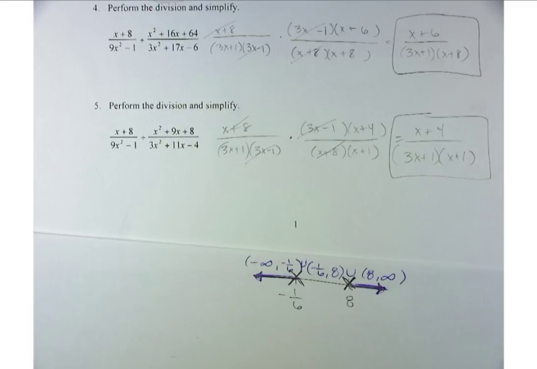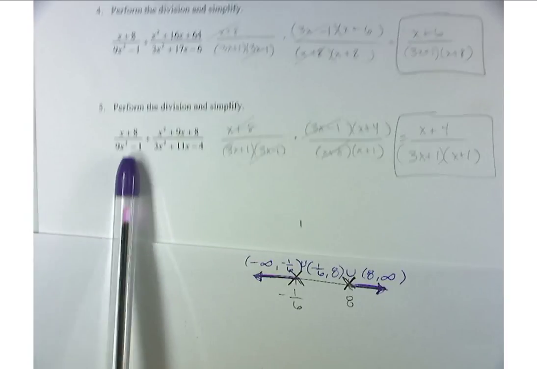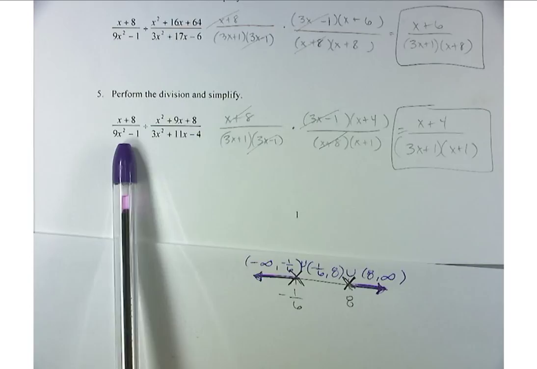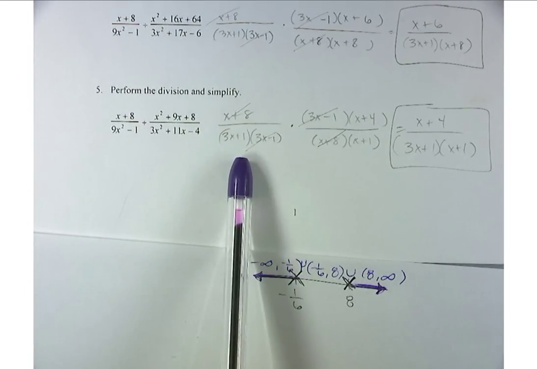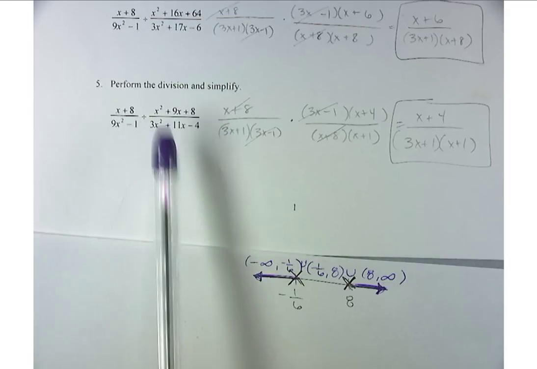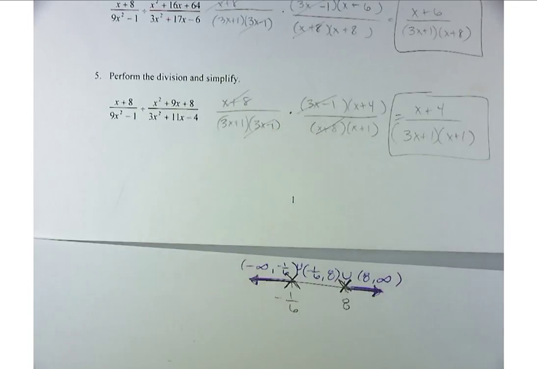Okay, number 5. Perform the operation and simplify. So again, it's division. So what we're going to do is we're going to factor. Oh, look. This starts off very similar to the last one. So difference of two squares here. Okay, we're going to factor the top. We're going to factor the bottom. But then we're going to flip them so that we can multiply.